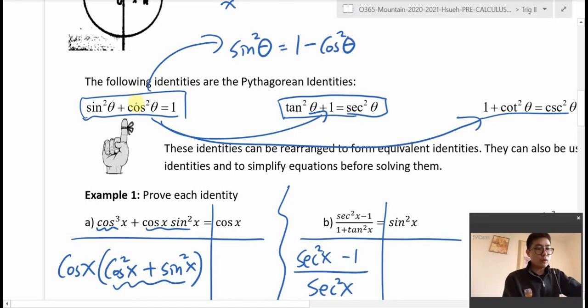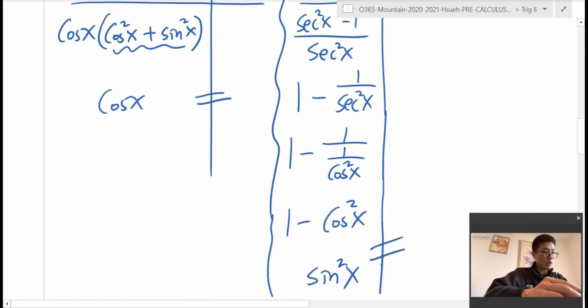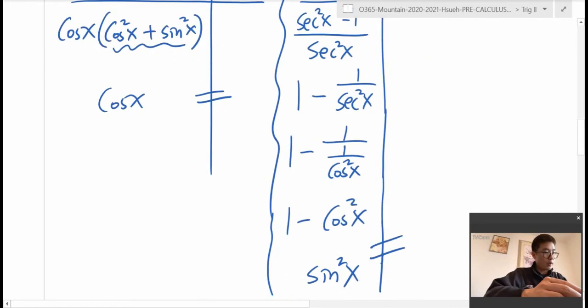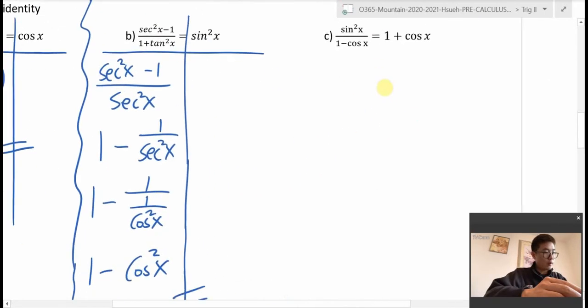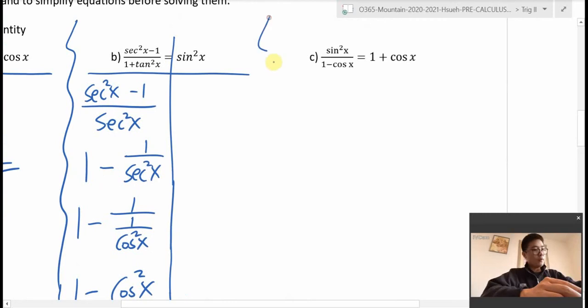Notice how I just moved the cosine squared theta to the right, so then I end up with sine squared equal to 1 minus cosine squared theta. So 1 minus cosine squared x simply is the same as sine squared x. Okay, so that's the second example.